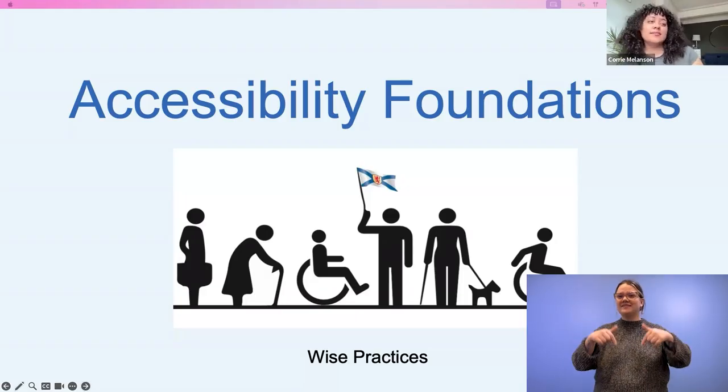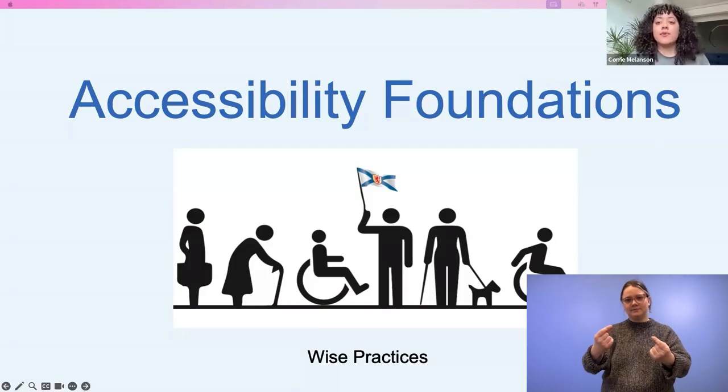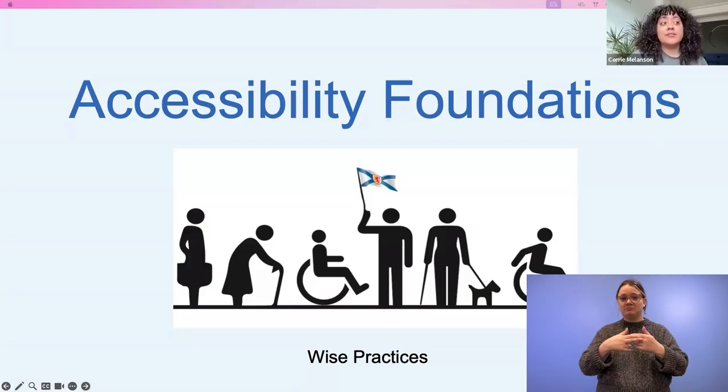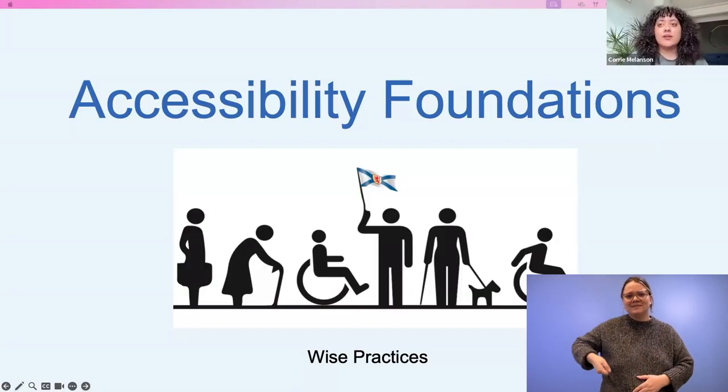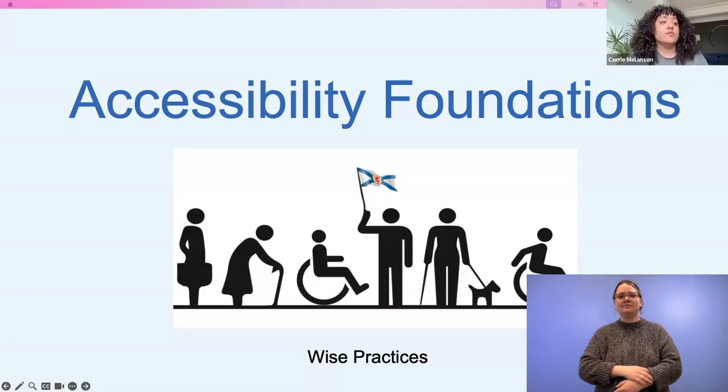Okay, so this is Accessibility Foundation's Wise Practices. On the slide is an image of icons depicting people with varying ages and abilities, including those who use canes, service dogs, and other mobility devices, with one person holding a Nova Scotia flag.